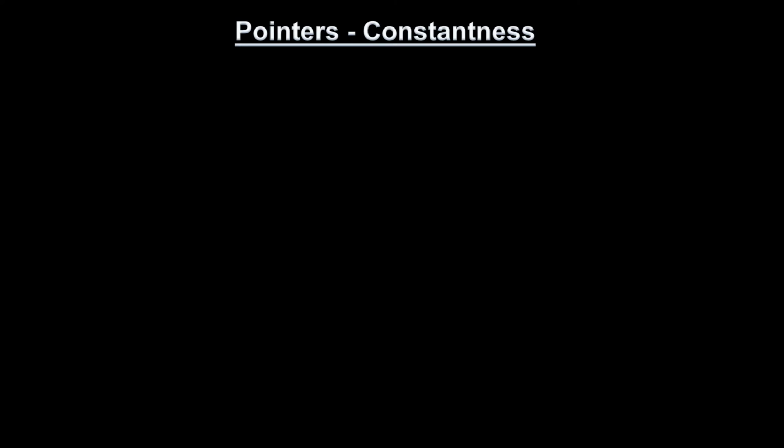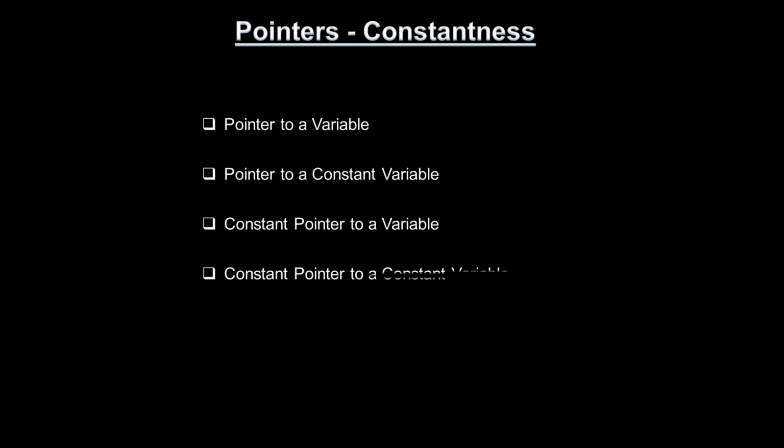Okay, so now we have four different types of topics here. A pointer to a normal variable, meaning a non-constant pointer to a non-constant variable, a pointer to a constant variable, a constant pointer to a variable, and a constant pointer to a constant variable. So in today's session, we will see all these different types of pointers, and we will see what is the difference among these four.